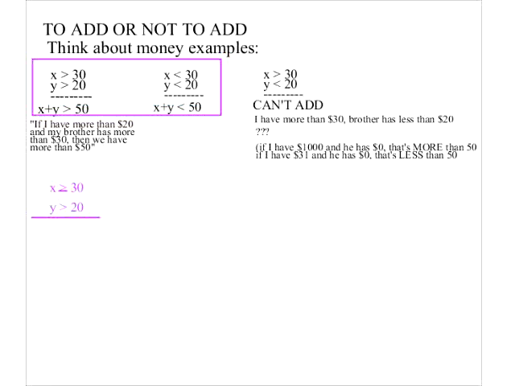Most of you are actually answering this incorrectly. If you add these together, then the character that you get is actually one of these. It's a strict greater than. Because again, think about money. If I have at least $30, or an item in a store costs $30, and then another item costs more than $20, then you're going to spend over $50. So you can't spend 50 because they would have to be 30 and 20.